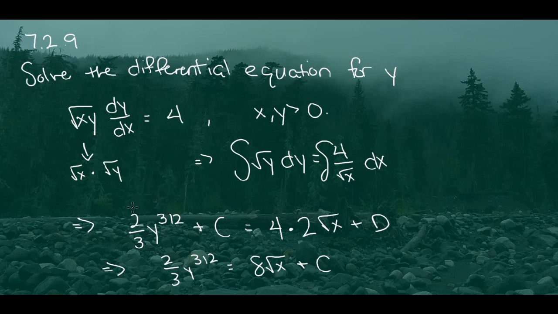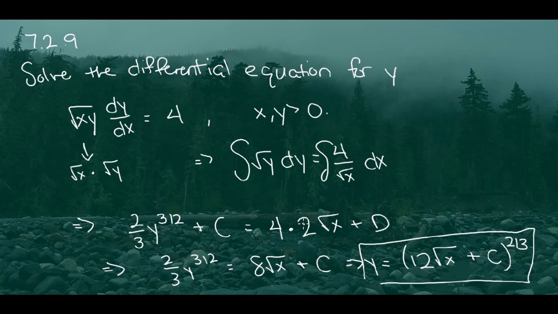And now I multiply by 3/2 and take a 2/3 power of both sides. So I multiply by 3/2, I get y is equal to 3/2 of 8 is 12, square root of x plus c, and it's still just c because it's an arbitrary constant. And then I'm taking the entire thing to the 2/3 power to cancel out with that 3/2 that was over by the y. And that is your solution.